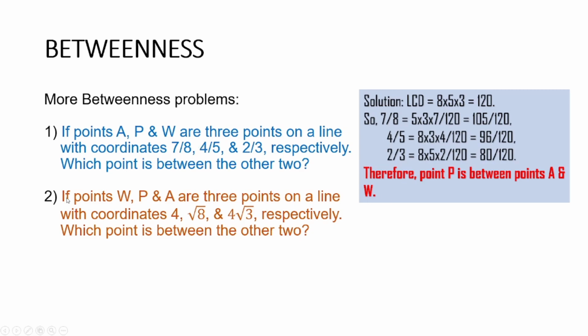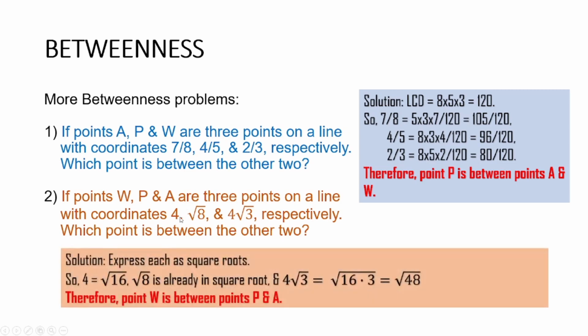Again, we will do the same idea to number 2, but we have here radicals. So what we do is we transform each into radicals. For example, this is square root. So all you need to do is turn 4 into its square root form by squaring 4. So if we square 4, that's 16. So square root of 16, that is 4, right? If we do get the square root of 16, that's 4.